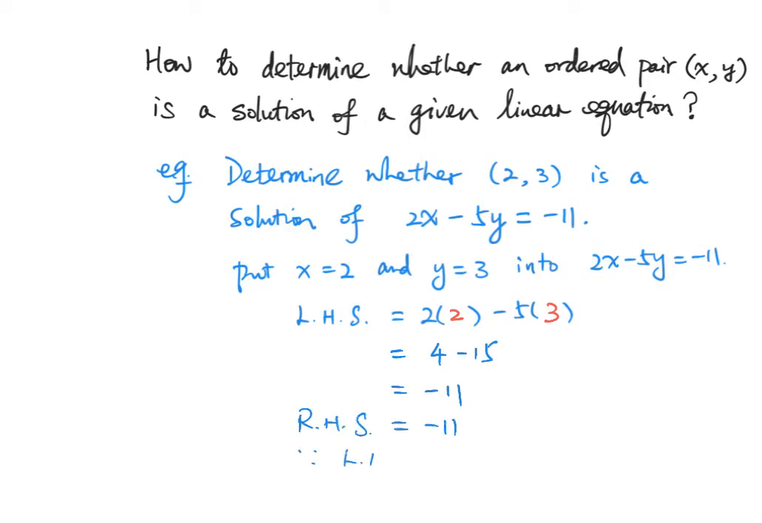Since left hand side equal to the right hand side, therefore (2, 3) is a solution of 2x minus 5y equal to negative 11. Okay, that's it. Okay, let me give you another example.